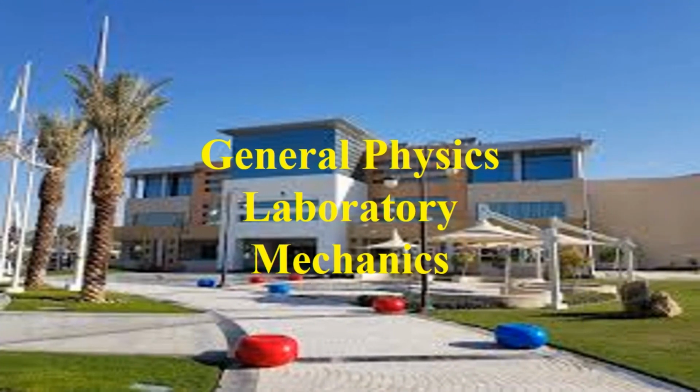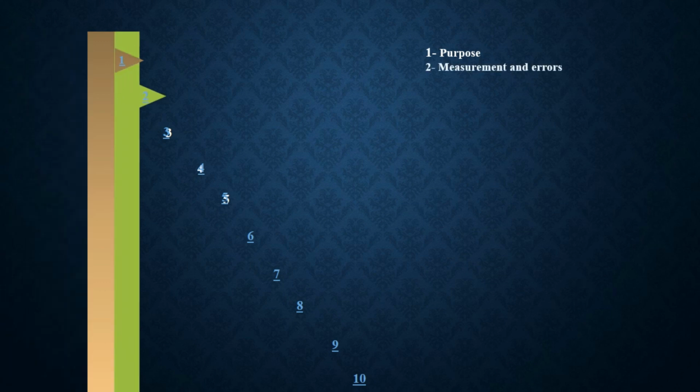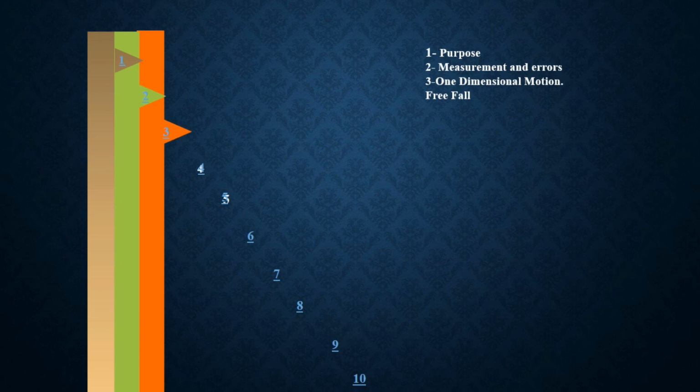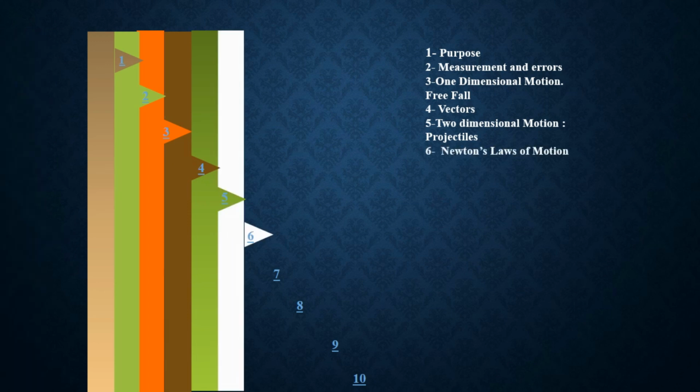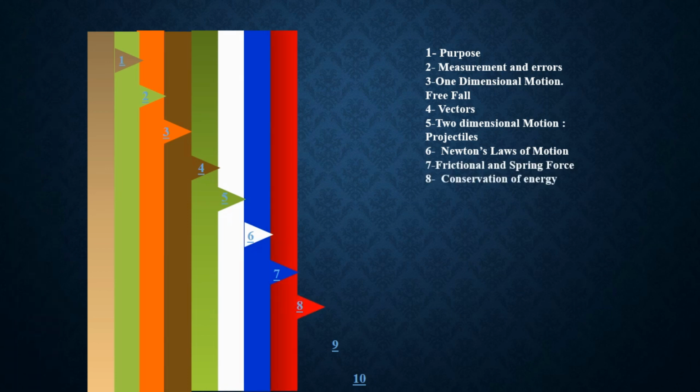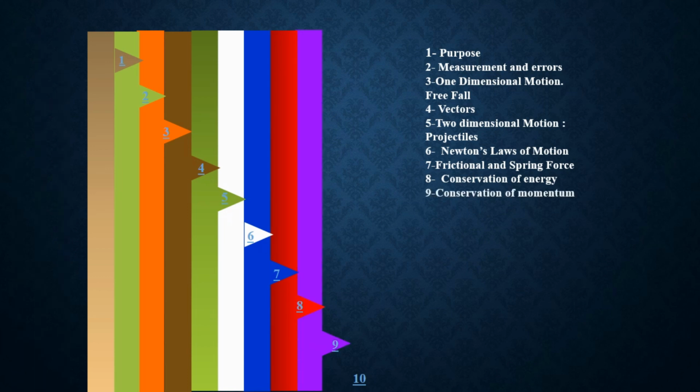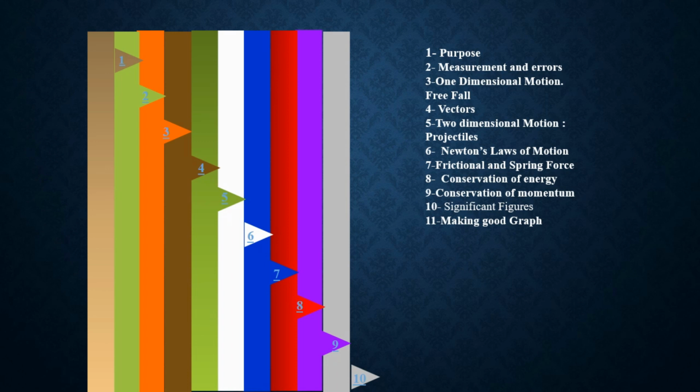General Physics Laboratory Mechanics. The table of contents of this preview is: purpose, measurement and errors, one-dimensional motion free fall, vectors, two-dimensional motion projectiles, Newton's laws of motion, frictional and spring forces, conservation of energy, conservation of momentum, significant figures, making good graphs.